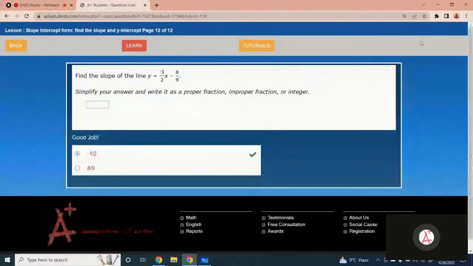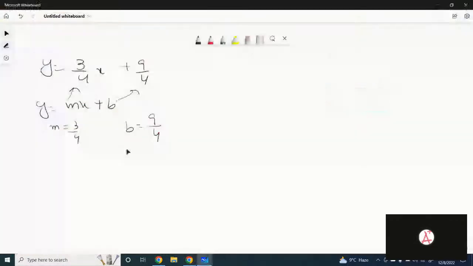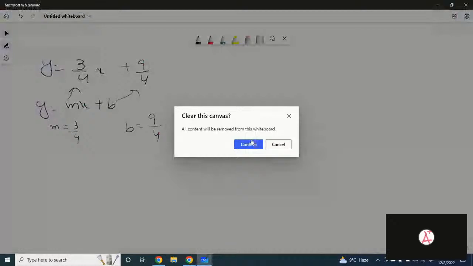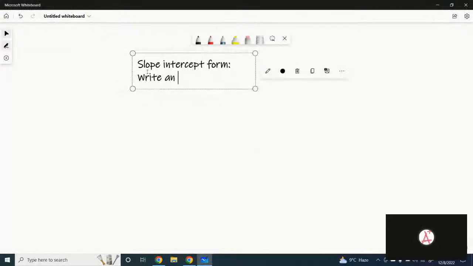Okay, we have completed the test. Let me just move on to the next topic. The next topic is slope intercept form, graph and equation. Go back. Let me write down the lesson name. Slope intercept form. Write an equation. So the graph and equation, not write.